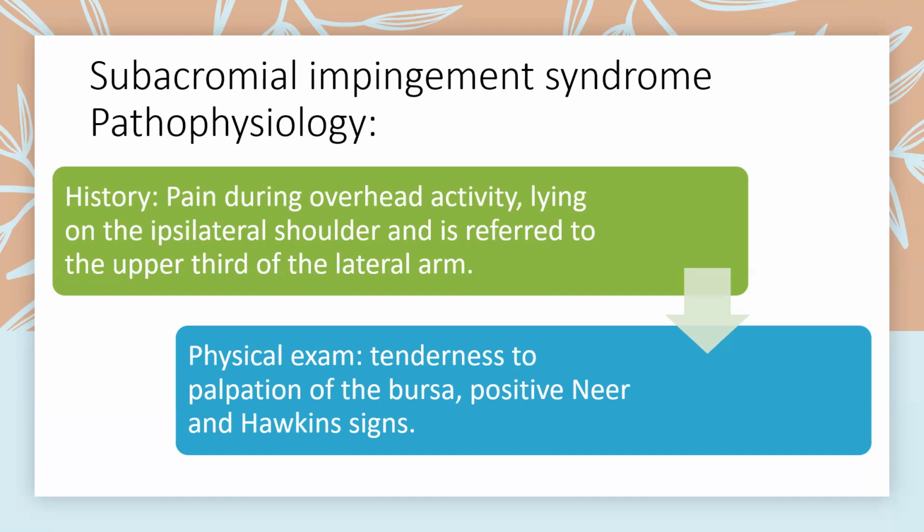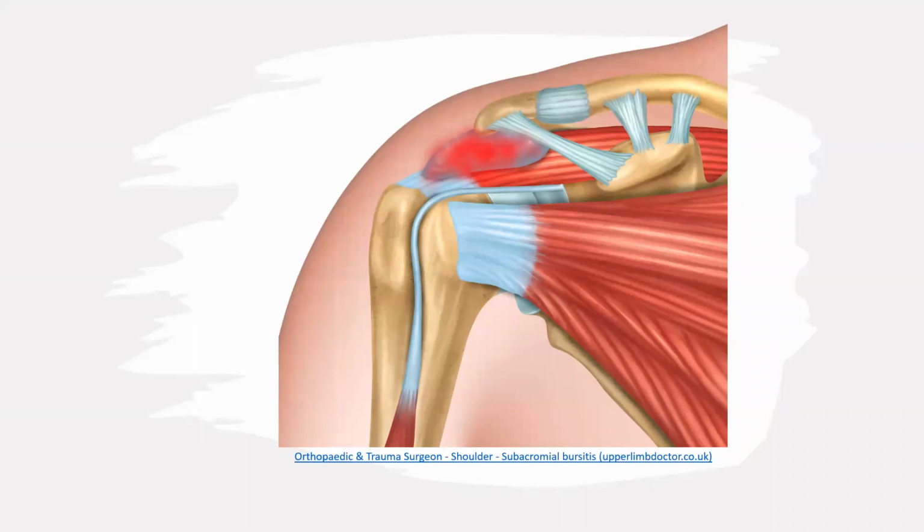On physical exam, apart from the localized tenderness felt inferior to the acromion, Neer's, Hawkins, Yocum, and painful arc tests may be positive. This picture demonstrates the subacromial subdeltoid bursa as a red inflamed area between the acromion and the supraspinatus tendon.